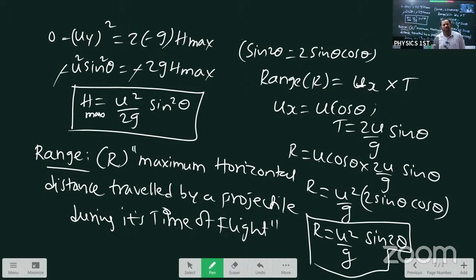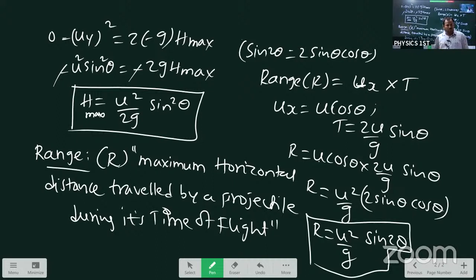Next, range. Range is the maximum horizontal distance traveled by a projectile during its time of flight. Range is distance, which equals speed into time. Range equals ux, which is u cos theta, into time of flight. What is the time of flight? 2u sin theta by g. Substituting, u into u gives u square, 2 sin theta cos theta, which by the mathematical formula is sin 2 theta. This is our range. So this is the 3-star question from motion in a plane.